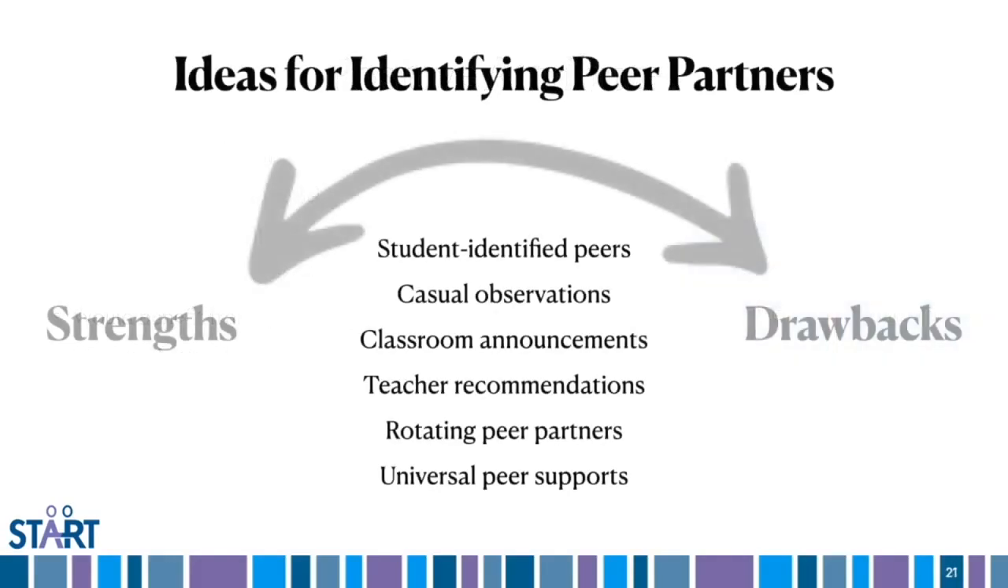Now, invitations to peers can be extended in a variety of ways, each of which also has both strengths and drawbacks. For example, you can ask students with disabilities who they want to work with. You could observe to see which students seem like they would work well together. You could make general announcements about the availability of opportunities to serve in a support role in this class, along with an invitation to learn more by talking with the teacher after class. Or you could ask the classroom teacher for their recommendations.